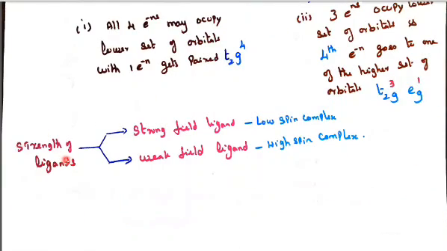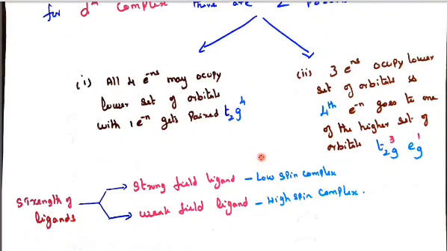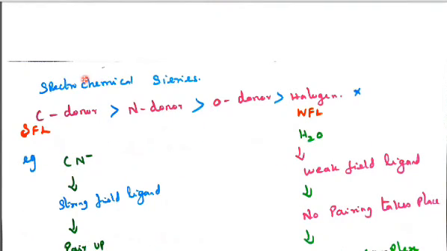So what decides the strength of the orbitals? Strong field ligands give low spin complexes. Weak field ligands give high spin complexes. According to the strength of the ligand, out of these two, any one will be possible. Let us see the examples. The spectrochemical series, later on I'll explain it in brief.